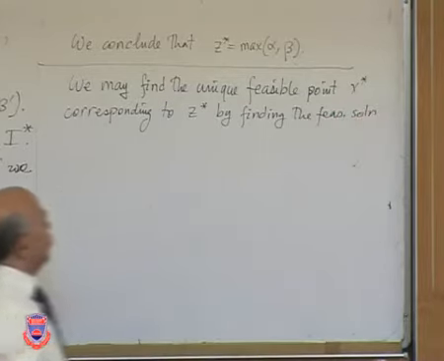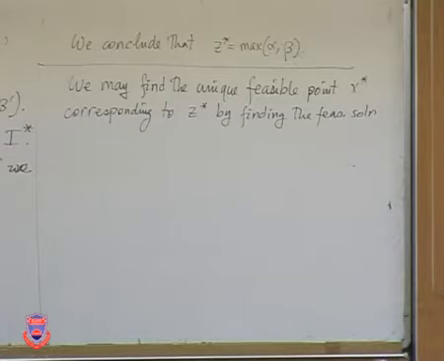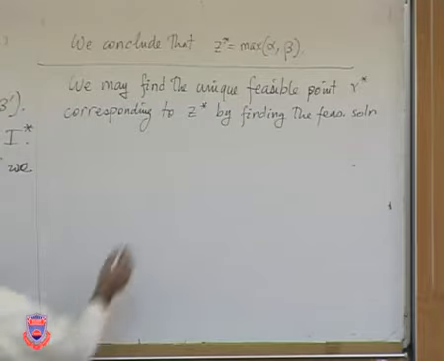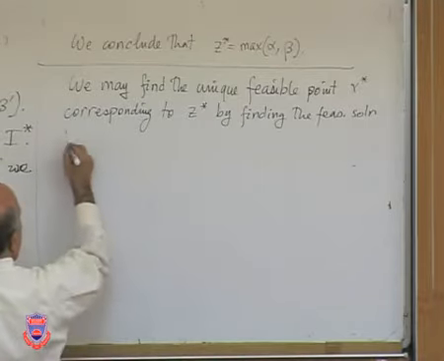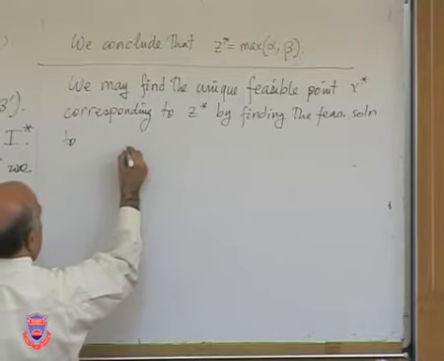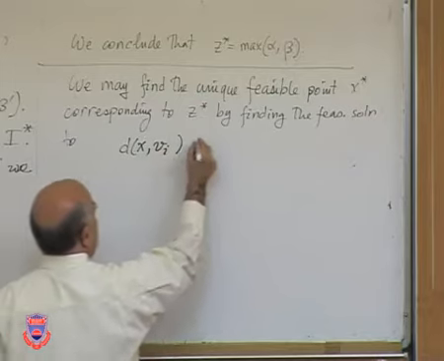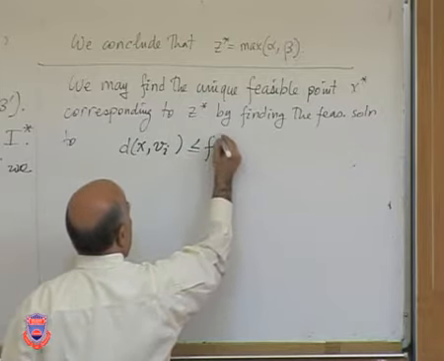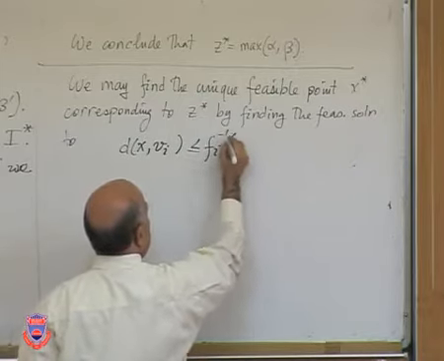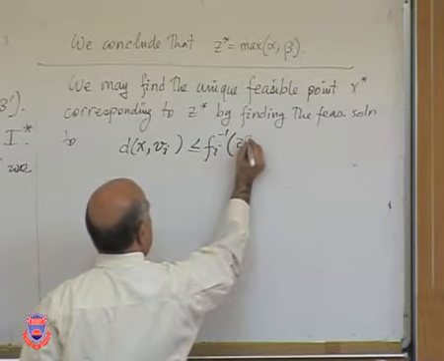So we may compute the unique feasible point X star, which is the optimal point actually, corresponding to the optimizing value of Z star, by finding the feasible solution to the distance constraints d(X, Vi) less or equal Fi inverse of Z star.